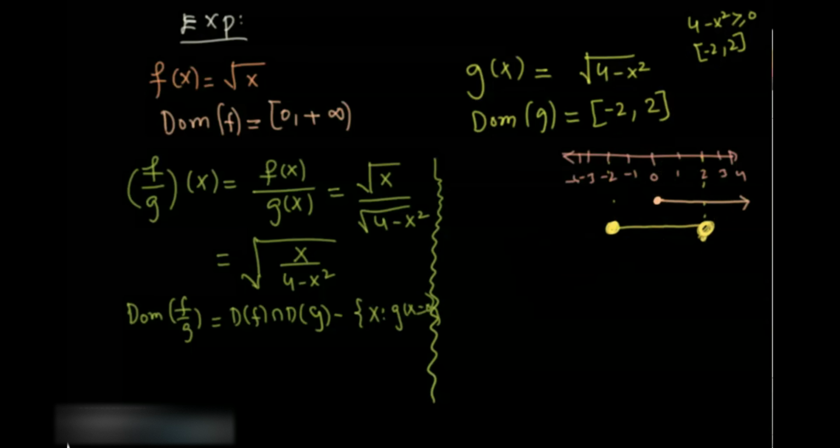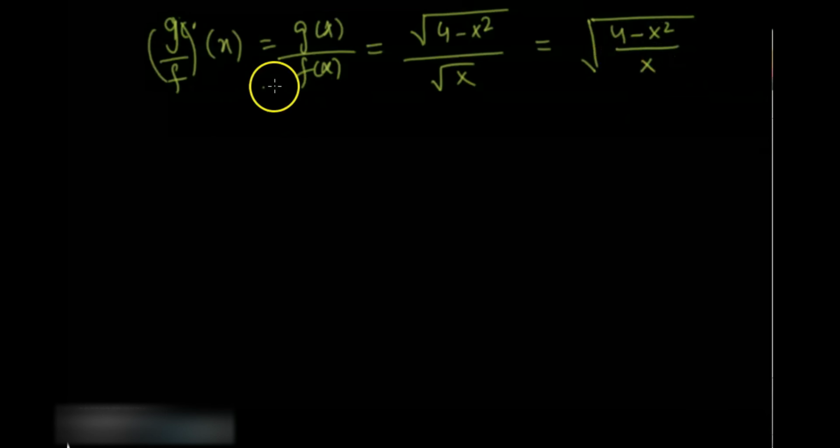Similarly, if I was asked for the same question, what is going to be g over f, first and then find its domain, it's going to be g of x over f of x. So g of x is obviously 4 minus x square, over square root of x. So this is going to be 4 minus x square over square root of x. Now we can talk about its domain.